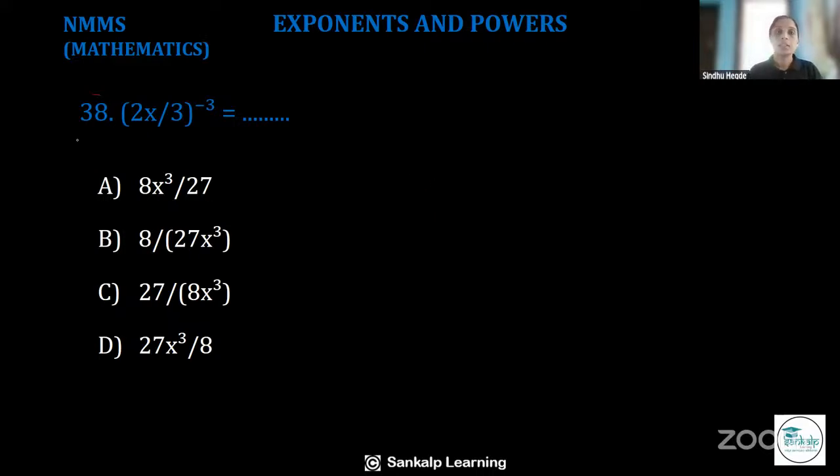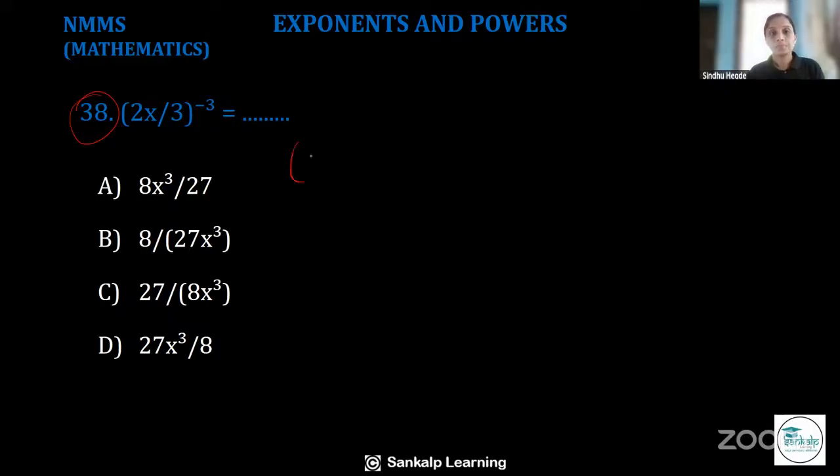Let us see question number 38 of the chapter Exponents and Powers. (2x by 3) whole raised to minus 3 is dash. Option A, 8x cube by 27. Option B, 8 divided by 27x cube. Option C, 27 divided by 8x cube. Option D, 27x cube by 8.